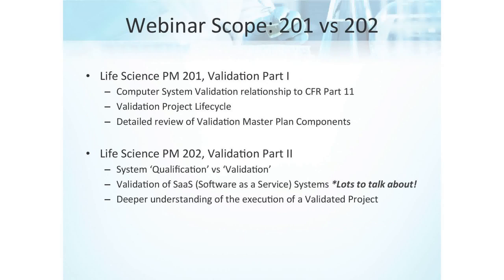Right. So today's webinar versus 202, what's the difference? Well, for this first one today, we're dubbing it 201, just like our prior session was 101. So it's about life science PM. And we'll talk about the computer system validation and its relationship to CFR Part 11, where we'll go into a great diagram for the validation project lifecycle. Thank you, Kristen. And then, as Kristen mentioned, we'll go through a detailed review of the validation master plan components.